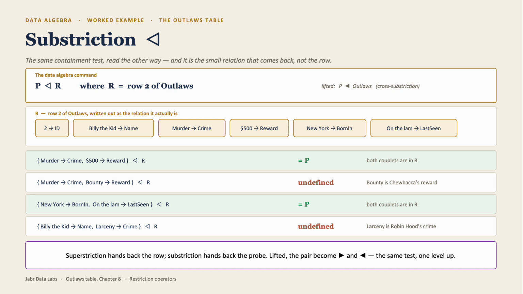Swap in bounty points to reward, and it fails, because bounty is Chewbacca's reward, not Billy's. New York and On the Lam both appear, so that one passes. Billy the Kid with larceny fails because larceny is Robin Hood's crime. Note the real difference. Superstriction returns the row, substriction returns the probe.